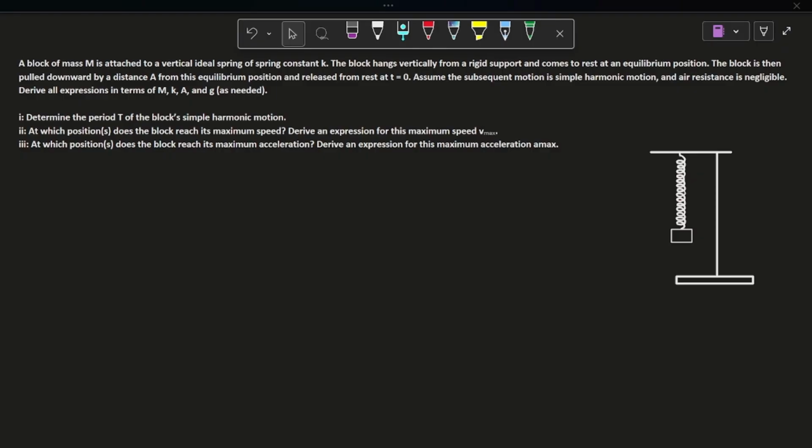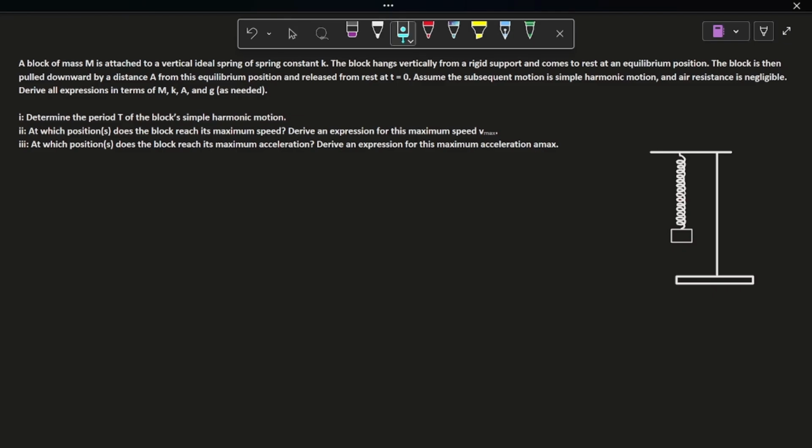1. Determine the period T of the block's simple harmonic motion. 2. At which positions does the block reach its maximum speed? Derive an expression for this maximum speed, Vmax. 3. At which positions does the block reach its maximum acceleration? Derive an expression for this maximum acceleration, Amax.